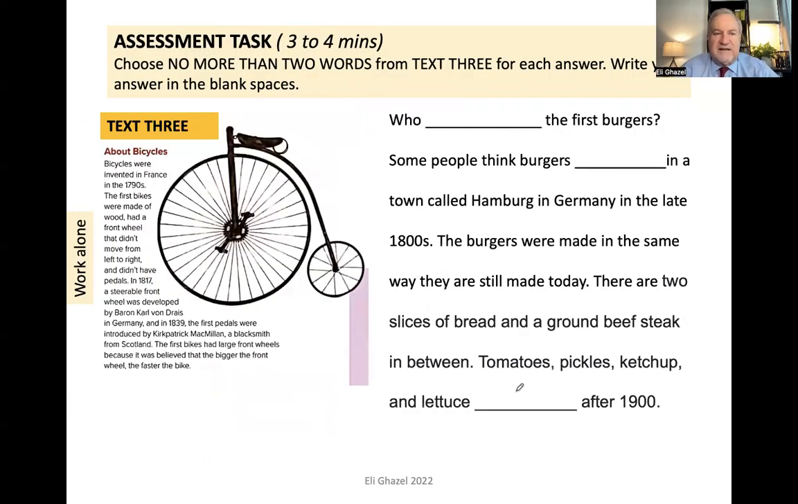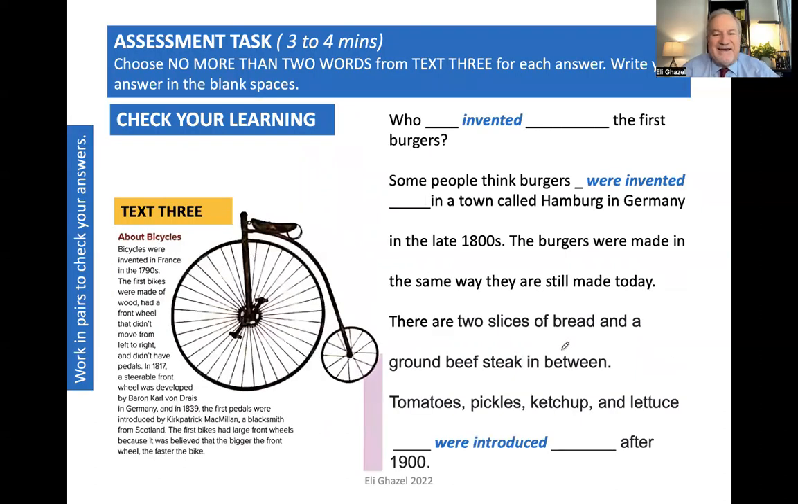And finally, text number 3, who made the first burgers. Notice burgers has nothing to do with bikes, but the words that we're going to use here are going to come from here. So some people think burgers, and so on. And then we show them the answer. Can you see how we're expanding the thinking of the students?